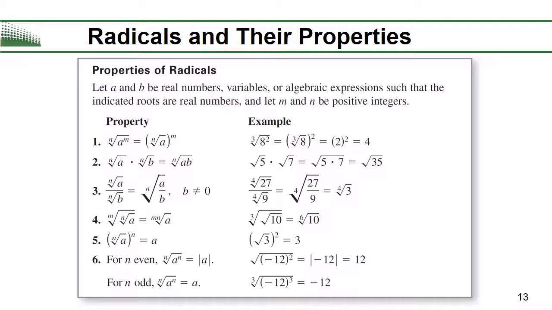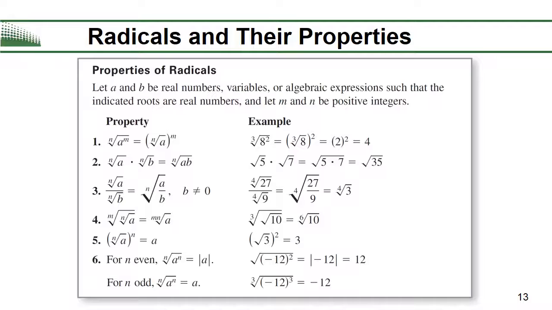That just sounds really, really familiar. These are very similar to the exponent properties, and there's a reason for that. But we'll get to that later. Number 5, when you have an nth root and you raise it to the nth power, the root and the power cancel, and you're just left with the number. The square root of 3 squared is 3.